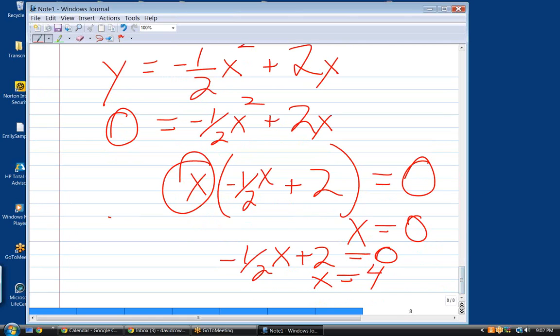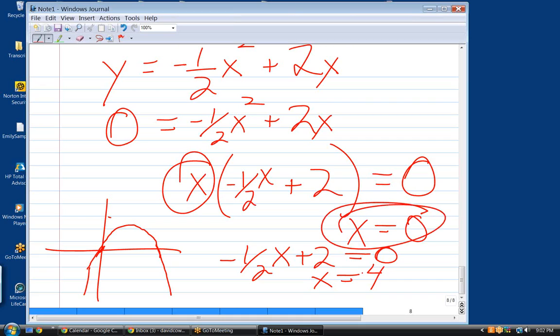So what that means in our picture was that our two spots where it intercepts the x-axis are there and there. It must be this kind of parabola. So in this case, losing the 0 would have been really costly because we would only have had one answer and we wouldn't have known what both x-intercepts were.